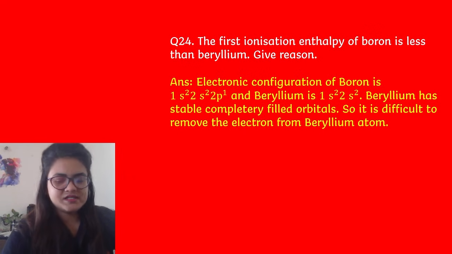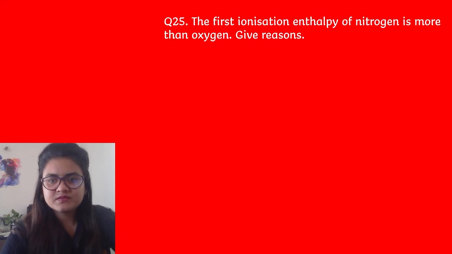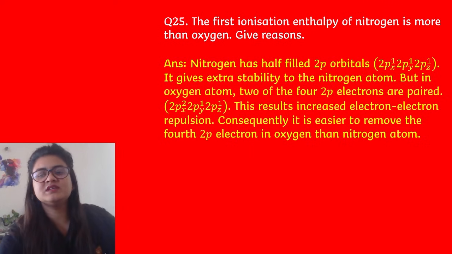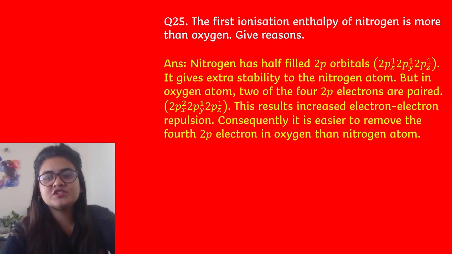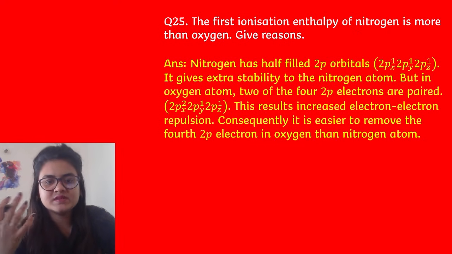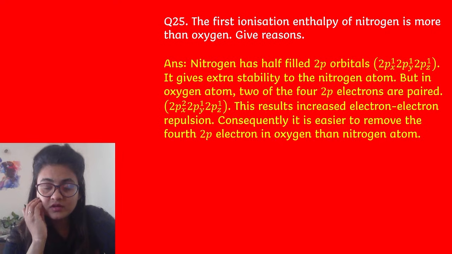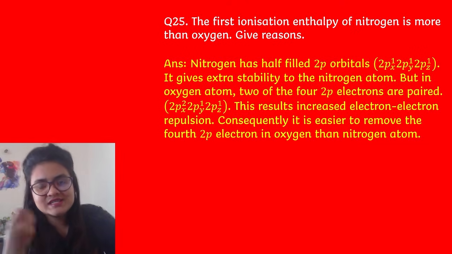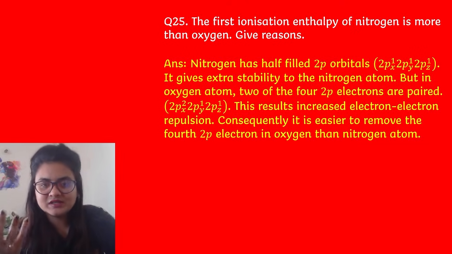Okay, let's proceed. The first ionization enthalpy of nitrogen is more than that of oxygen. Again, just write down the electronic configuration and things will be clear. Nitrogen has a half filled p orbital, 2p3, which gives it extra stability. But oxygen is a 2p4 system, so for oxygen it's easier to remove one electron than for nitrogen.